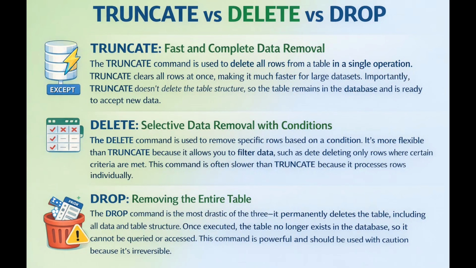Finally, we have drop. Drop is the most powerful and dangerous. It completely removes the entire table, including its structure and data. Once you use drop, the table is gone permanently. So, in short, use truncate for speed, delete for control, and drop when you want to remove everything completely. Choose wisely based on your use case.